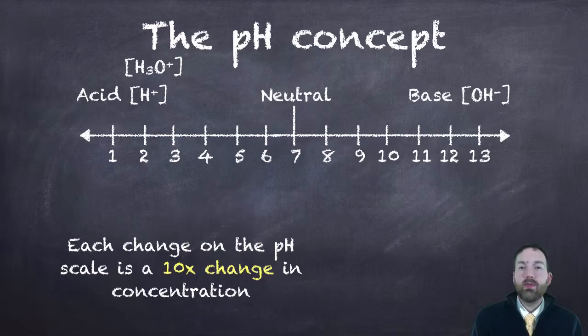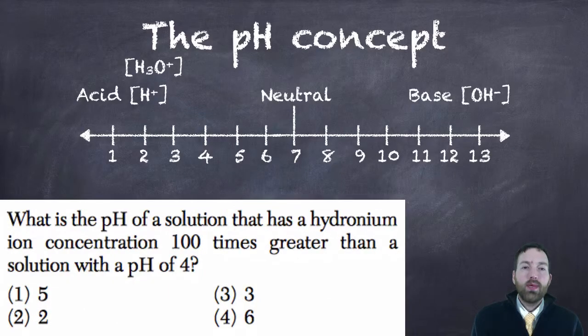Another thing you need to know about this pH scale that's often asked on the Regents is that each change on the pH scale is a times 10 change in concentration. Let's look at an example question that tests this concept. What is the pH of a solution that has a hydronium ion concentration 100 times greater than a solution with a pH of 4? We'll start at 4, and we want a solution that is 100 times more hydronium than something that has 4. To get this right, you need to know that hydronium, H3O plus 1, is an indication of an acid.